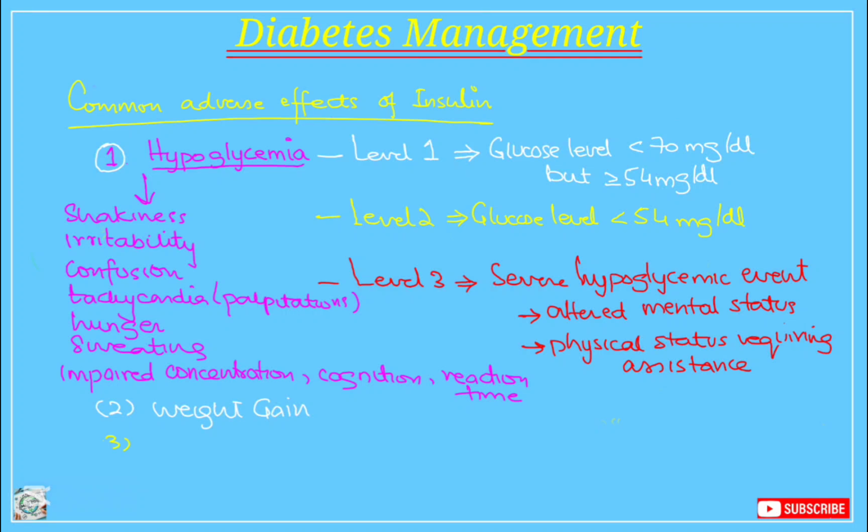And another side effect is the injection site reactions and lipohypertrophy. Repeated insulin injections at the same site can lead to redness, swelling, or irritation. Over time, it may also cause lipohypertrophy, where fatty lumps develop under the skin, affecting the insulin absorption and also leading to unpredictable blood sugar levels.